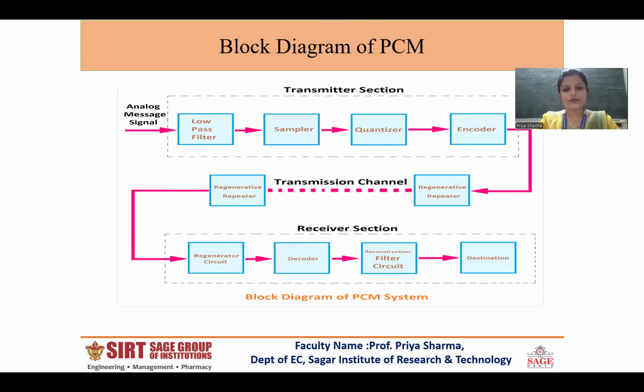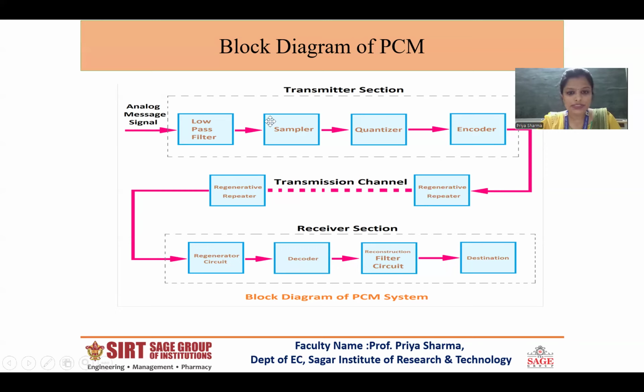Coming to the block diagram of the PCM, it consists of the transmitter and receiver both. This portion consists of the transmitter, then the transmission channel, and this portion consists of the receiver section. Let us discuss the blocks of the block diagram one by one. Coming to the first portion, the bandpass filter limits the frequency of the input analog information signal to the standard voice band frequency range of 300 to 3000 Hz.